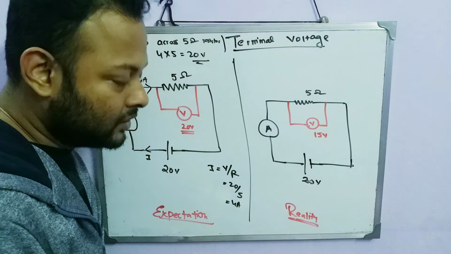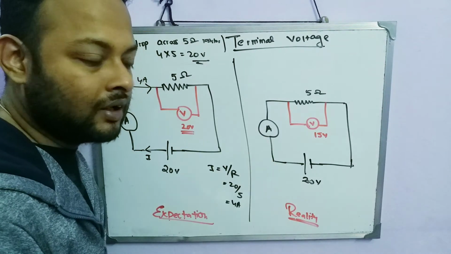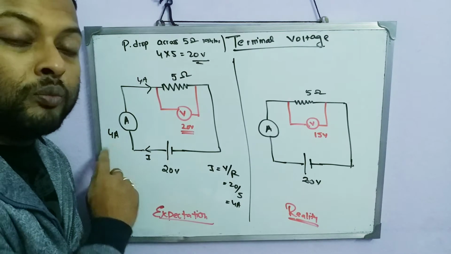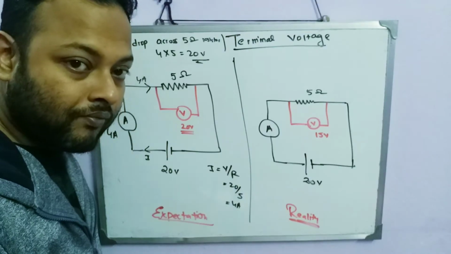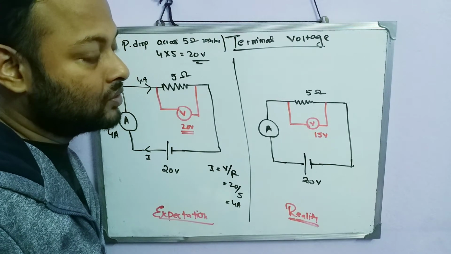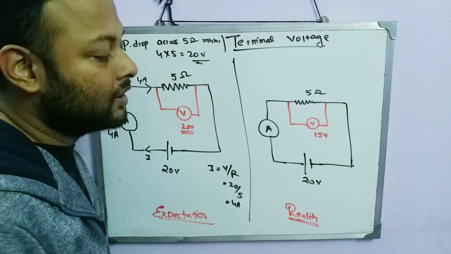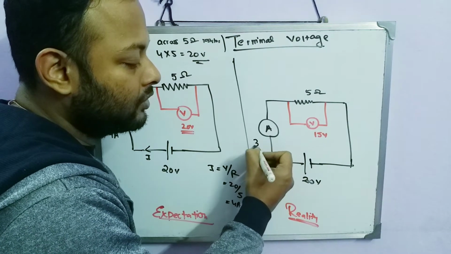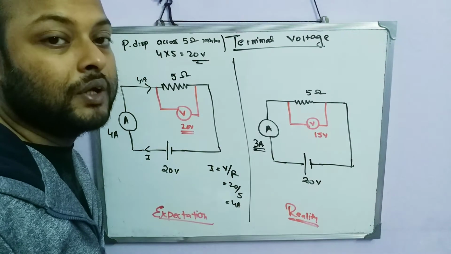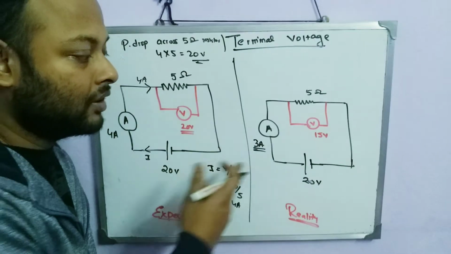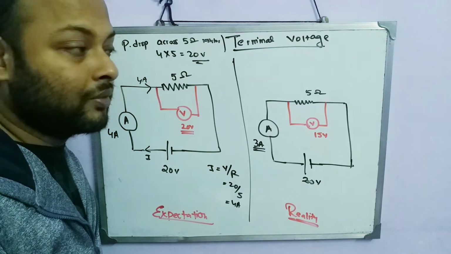So once again I check this ammeter. I expect the ammeter to show 4 ampere, but it does not happen so. This ammeter actually shows 3 ampere. We are expecting 4 ampere, but this shows 3 ampere.